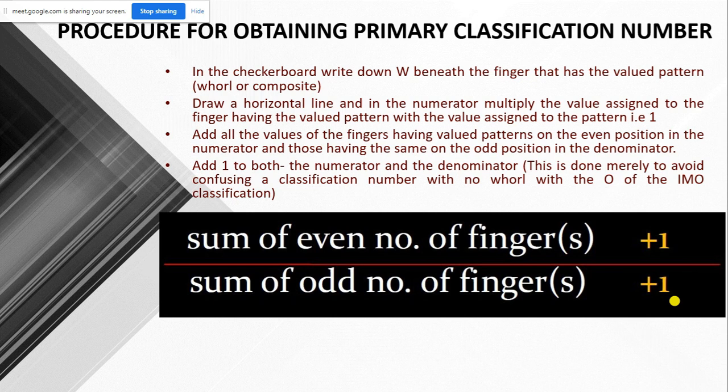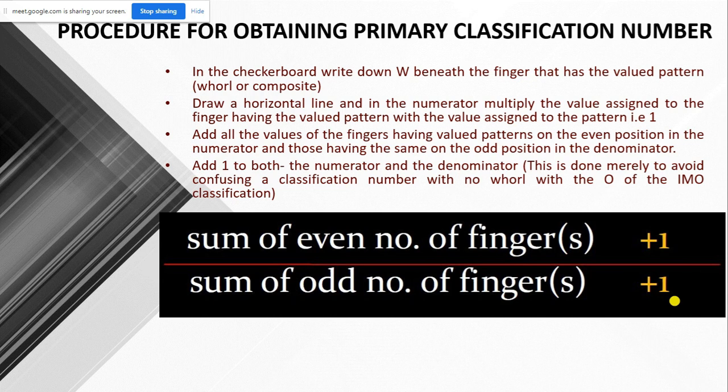So what will happen here is we will multiply 16 by 1 for the right thumb, and 8 into 1 for the right middle finger, and place both in the denominator, as both are in odd positions. The right ring finger, which is in the even position, will be placed in the numerator. So we will have 8 into 1 in the numerator and 16 into 1 plus 8 into 1 in the denominator.